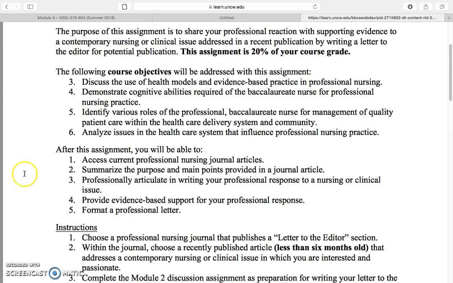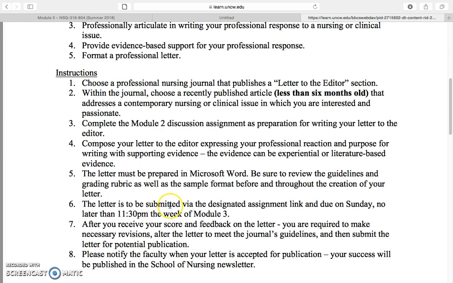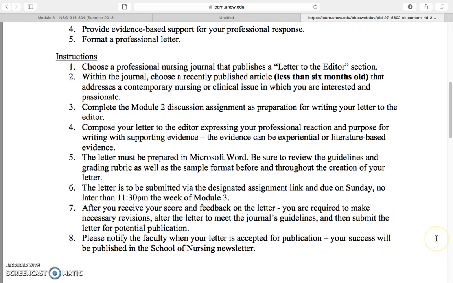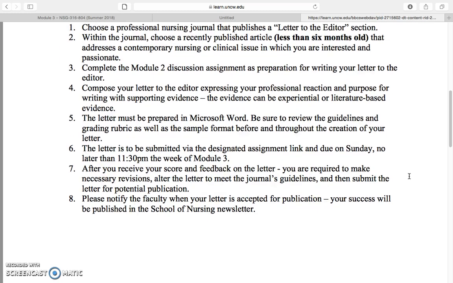So along with the objectives and your instructions that you need to read in their entirety, there's also a rubric. Be sure that your article is not older than 6 months old. You will receive point deduction if you use an article that is older than that. Now, you've already shared some information about an article that you were considering in last week's discussion. If you'd like to choose a new article, that's perfectly fine as well. You are not married to the article you chose for your last discussion, but you can certainly use that if you'd like.